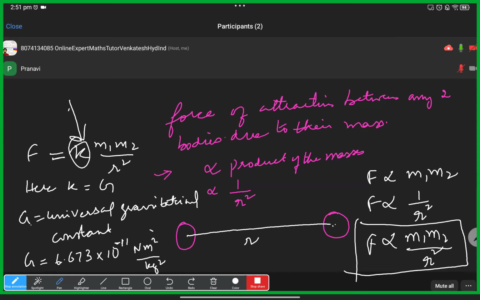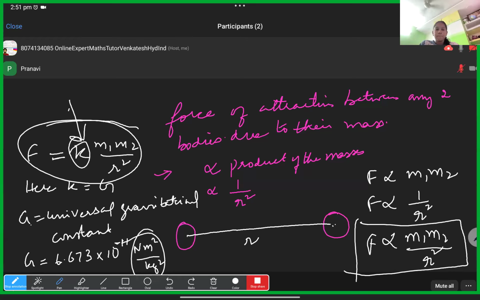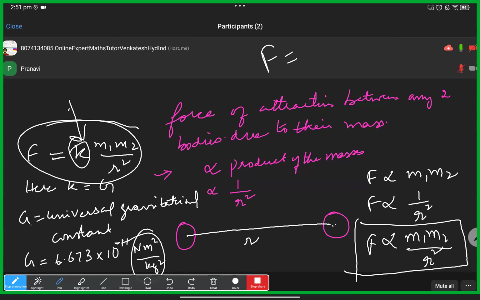This unit, if you feel difficult to remember, like I said on that day, we'll just separate G from this equation, and from that only we'll get the units. So if I separate G from that, I cross multiply it. So finally the equation is given as F is equal to G m1 m2 by r square. F is equal to G m1 m2 by r square. Sometimes teachers may use small m, capital M for the masses, or m1 m2, our wish.